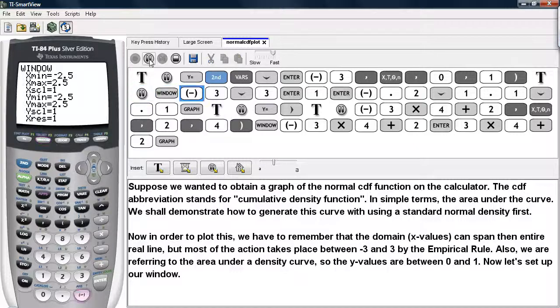Our window is going to go from -3 to +3 for the x min and x max. The scaling will be 1 for the standard deviation. We're going to set the y min to be a little bit less than 0 and the y max to be a little bit bigger than 1 so we can see the picture. And we'll set up our scaling to be 1/10. And here we can begin to see the picture of the cumulative density function.